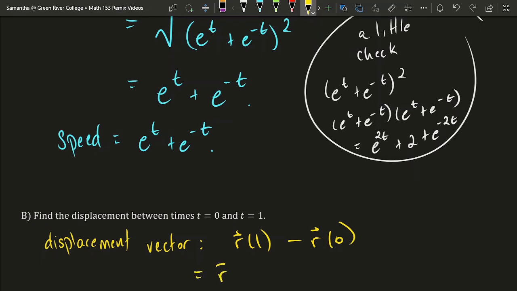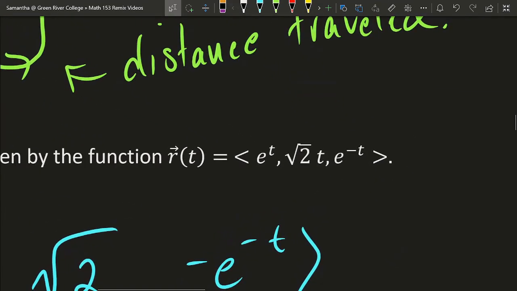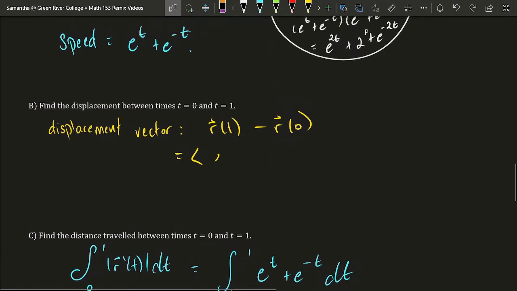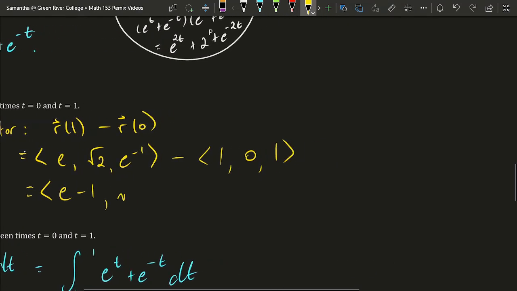Now if I plug t equals 1 into our position function, then that will become e to the power 1, root 2 times 1, and e to the power minus 1. If I plug t equals 0 into that same expression, then I get 1, I get 0, and I get 1. So our displacement vector would be e minus 1, root 2, and e to the negative 1 minus 1.